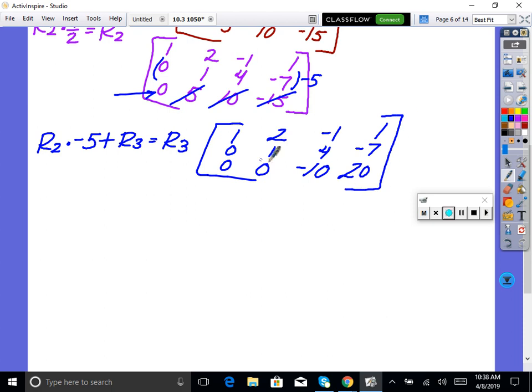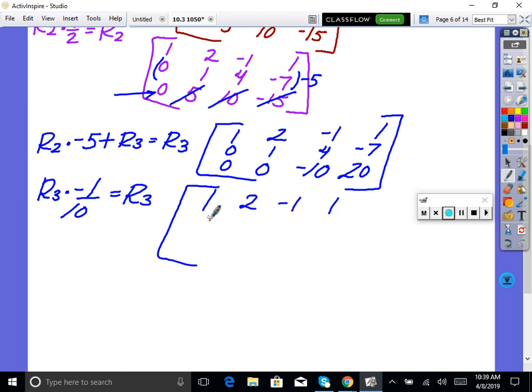So we got 1, 0, 0, 1, 0. Isn't our last step to get this to be a 1? Yep. We're almost done. Anytime I'm trying to get a 1, I just times by something. So we're going to take row 3, times it by negative 1/10, which equals our official new row 3. 1, 2, negative 1, 1, 0, 1, 4, negative 7.